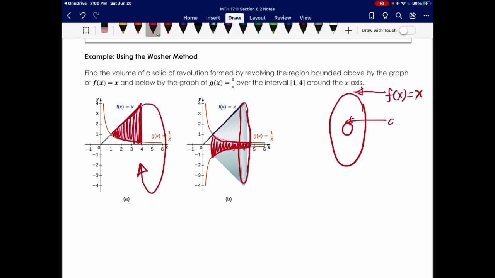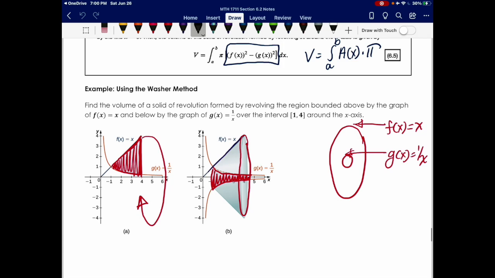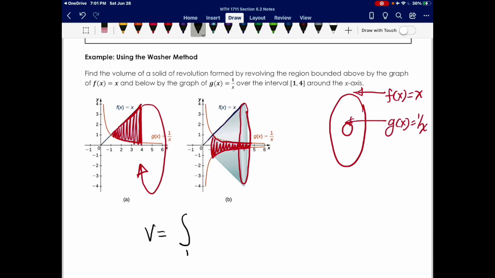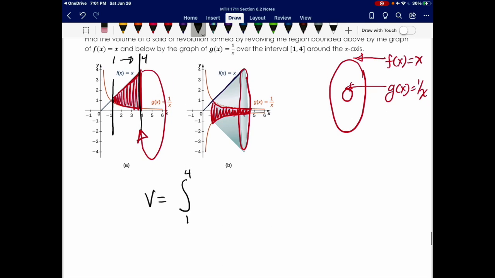When we take a cross-section, the outer circle is created by the function f of x is equal to x, and the inner circle is created by g of x is equal to 1 over x. So when we set up our integral following this rule up here in the box to find the volume, we're going to integrate over the interval from 1 to 4, because our interval, if you notice up here in the graph, is from 1 to 4.